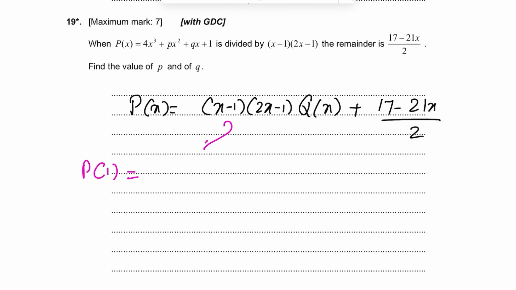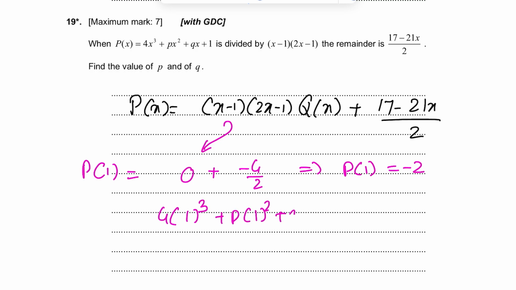P of 1, this entire thing will become 0. And this will become minus 4 upon 2, so P of 1 equals nothing but minus 2. P of 1 equals minus 2. So from there I get the equation 4 times 1 cube plus P times 1 square plus Q times 1 plus 1 equals minus 2.